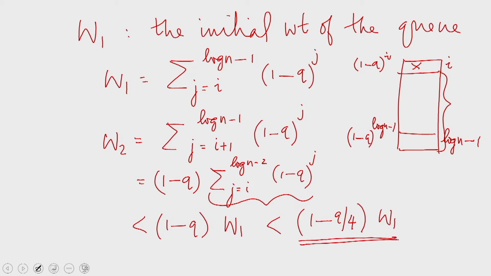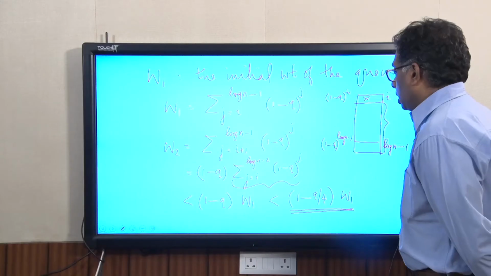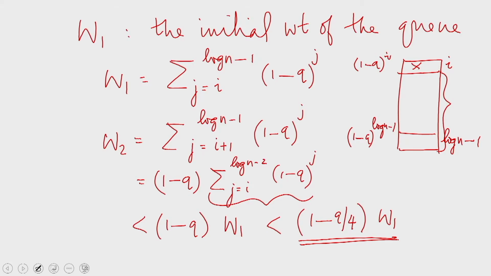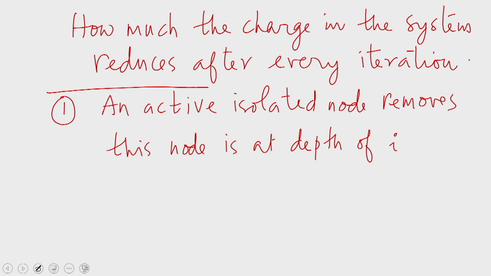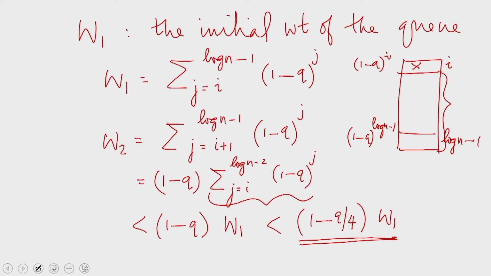So, what we find is that the weight in the queue after the operation is at most (1 minus q by 4) times the weight in the queue before the operation. So, this part of the operation ensures that the concerned weight reduces by a factor of 1 minus q by 4. So, this is what happens in the first kind of removals, that is, when an active isolated node removes itself, the weight of the corresponding queue reduces by a factor of 1 minus q by 4.